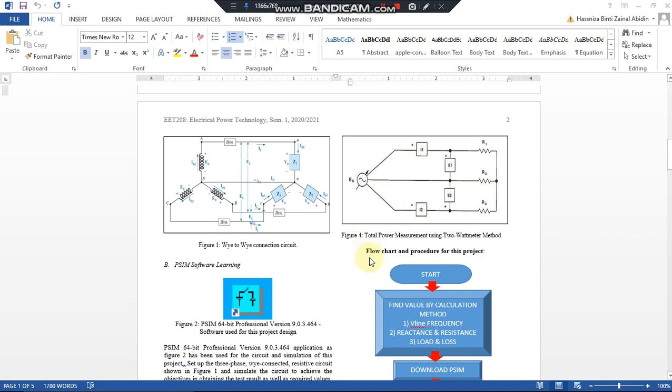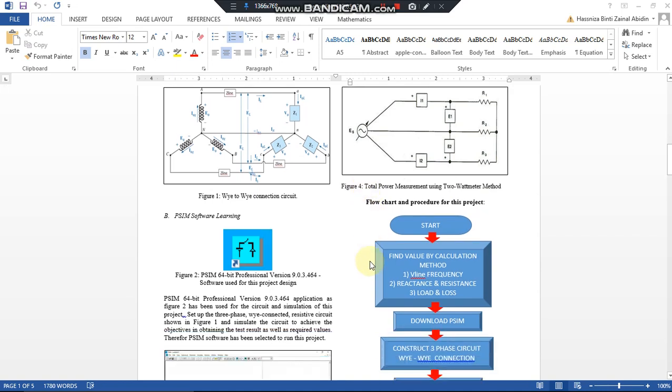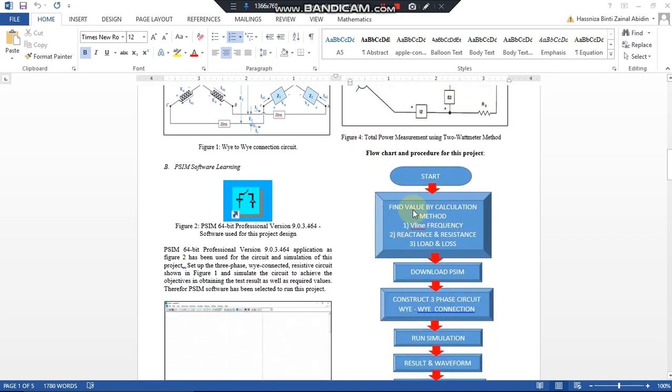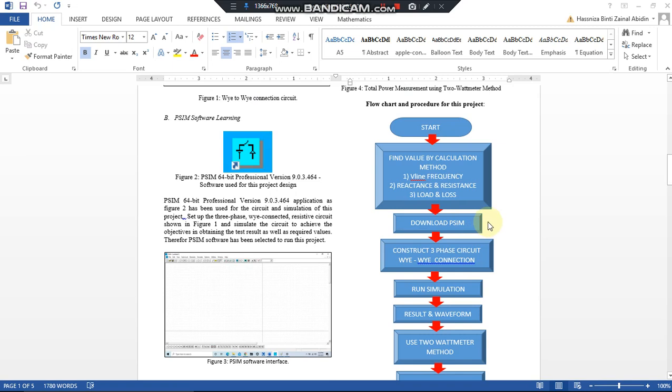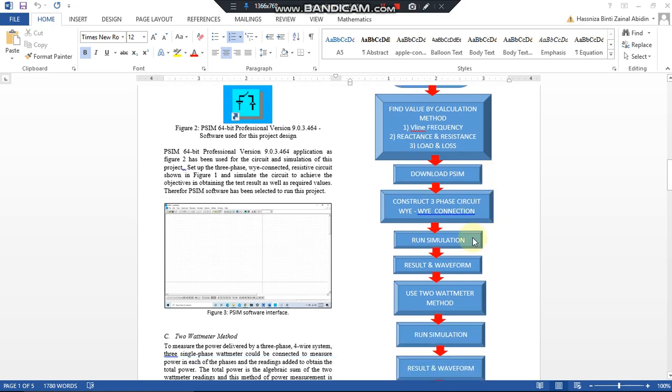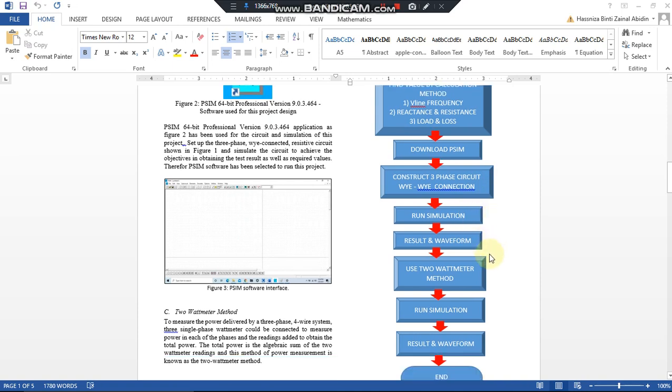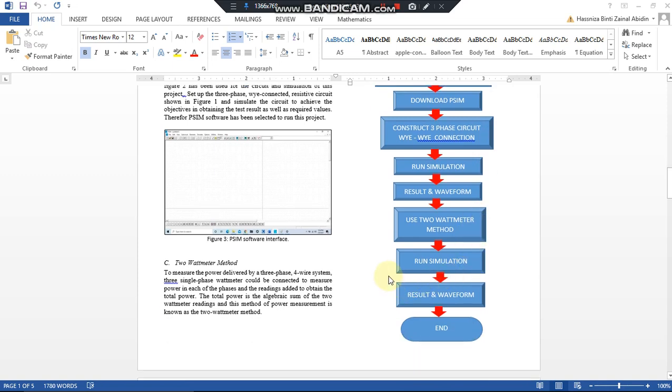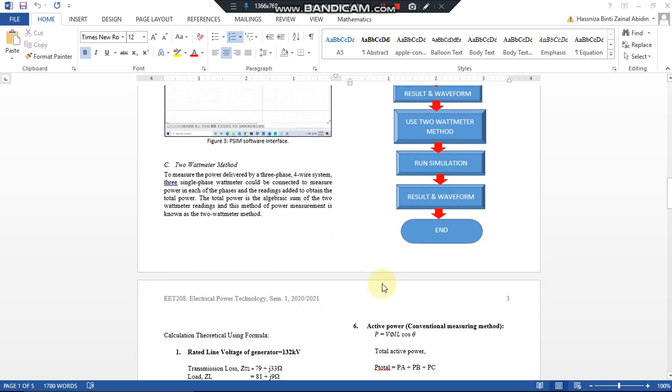Below is the flow chart and the procedure for this project. So we go to the start, find the value by calculation method, we download the PSIM, we construct the three-phase Y-Y connection circuit, we run the simulation, and then we get the result and the waveform. The next one is to use the 2 wattmeter method. We run the simulation, and then we also get the result and the waveform.